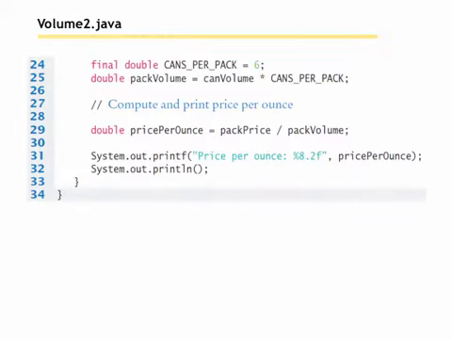And then here's our last slide here, where we do our math at line 25. Double packVolume equals canVolume times cansPerPack, and then double pricePerOunce equals packPrice divided by packVolume, and then we're printing that out in formatted output.